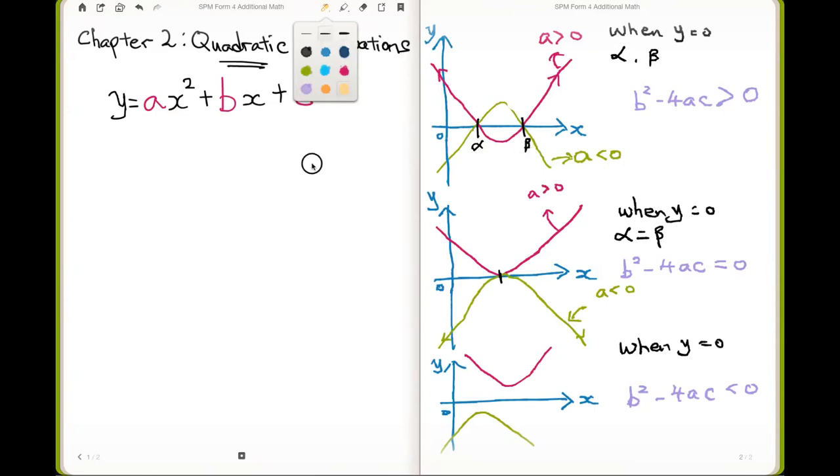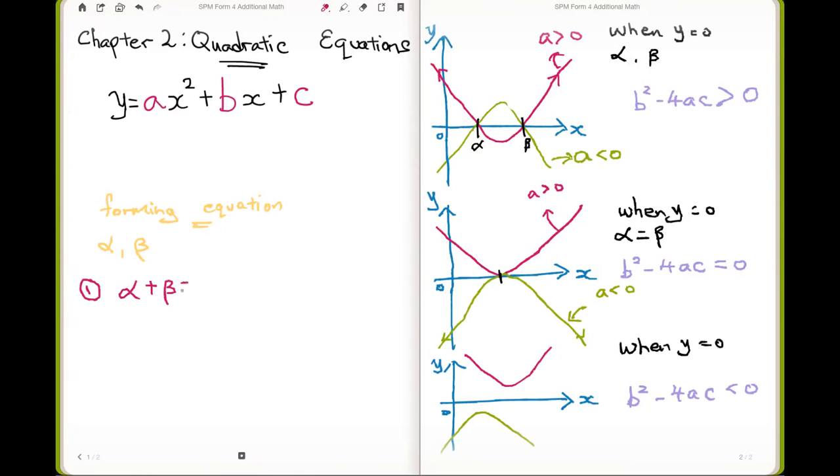Form the quadratic equation. So, forming an equation from roots, you need alpha and beta. To form an equation, one thing to start with, first you need alpha plus beta. You need to find out the sum of roots. The sum of roots will equal the ratio of negative b over a.